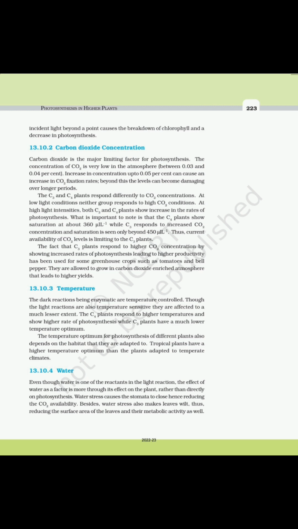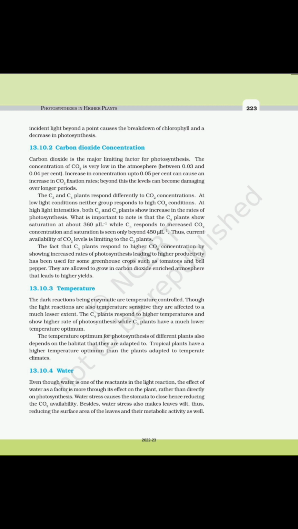The C3 and C4 plants respond differently to CO2 concentrations. At low light conditions, neither group responds to high CO2 conditions. At high light intensities, both C3 and C4 plants show increase in the rates of photosynthesis. What is important to note is that the C4 plants show saturation at about 360 μl-1, while C3 responds to increased CO2 concentration and saturation is seen only beyond 450 μl-1. Thus, current availability of CO2 levels is limiting to the C3 plants.